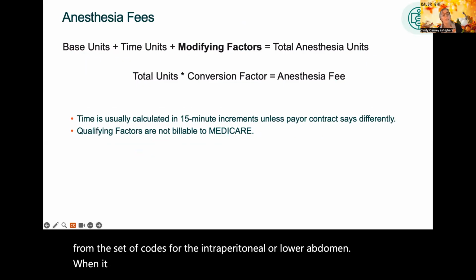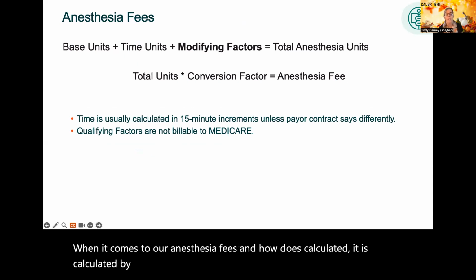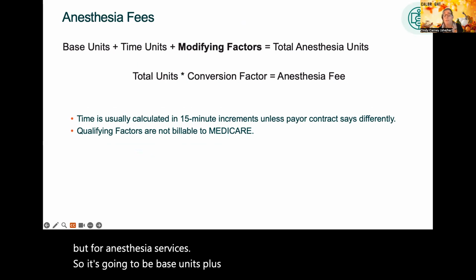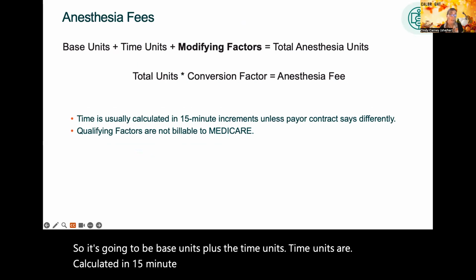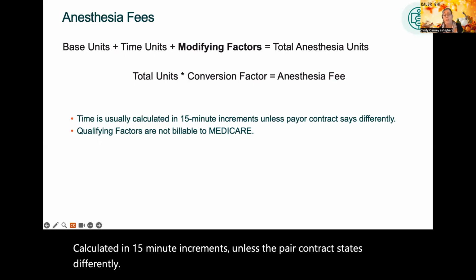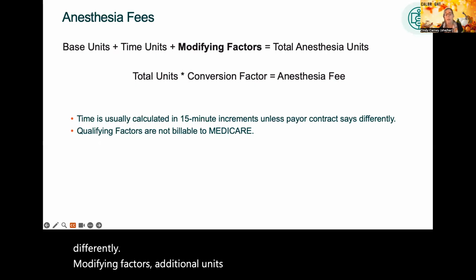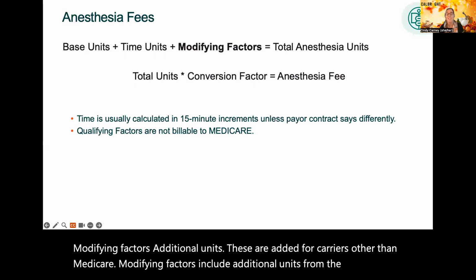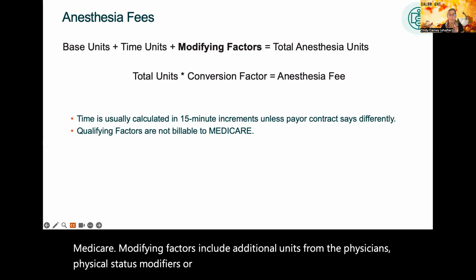When it comes to our anesthesia fees and how they are calculated, it is calculated by adding the anesthesia base units, which is similar to an RVU, but for anesthesia services. So it's going to be base units plus the time units. Time units are calculated in 15-minute increments, unless the payer contract states differently. Modifying factors, additional units, are added for carriers other than Medicare. Modifying factors include additional units from the physician's physical status modifiers or qualifying circumstances, add-on codes to be discussed here in just a few moments.